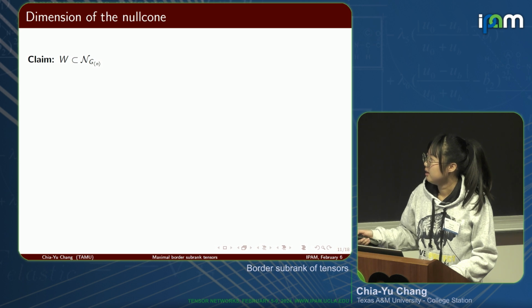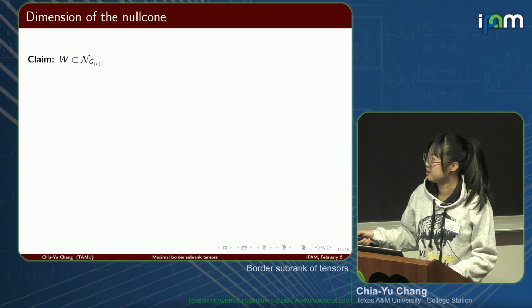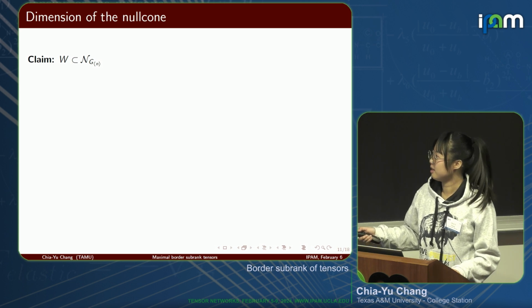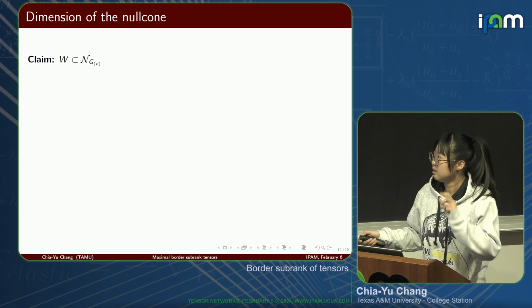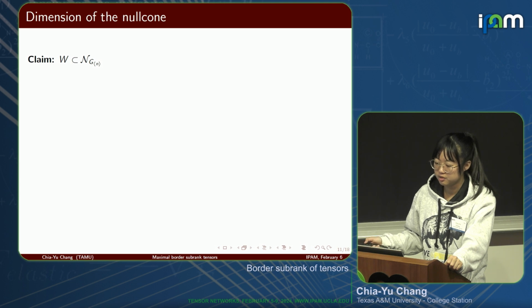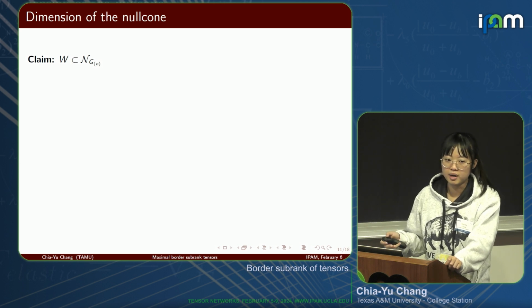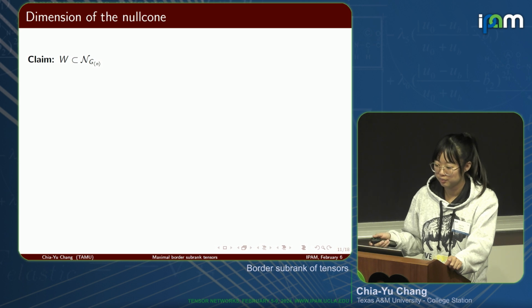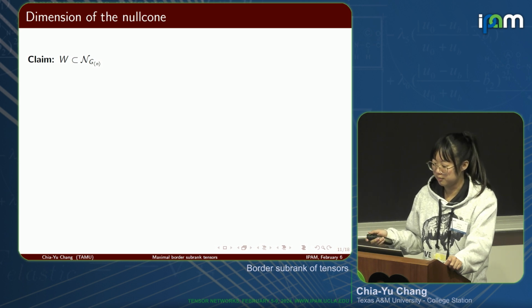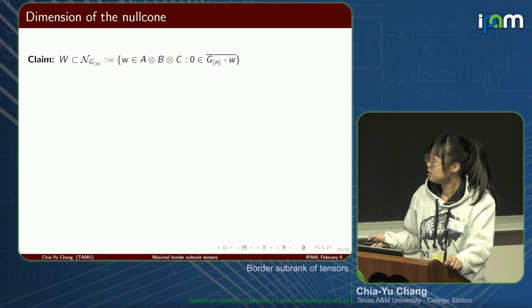So if we have this claim, and the neural cone is a subset of the union of equidimensional linear spaces, one of them being W, then we get that W is a linear space of maximum dimension in the neural cone. So we can use this W to analyze the lower bound of the dimension of the neural cone and the cone, and also our main goal, the set of maximal border subrank tensors. Okay.